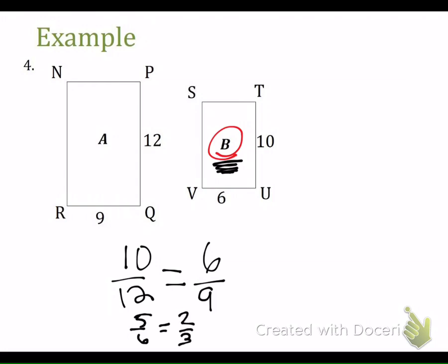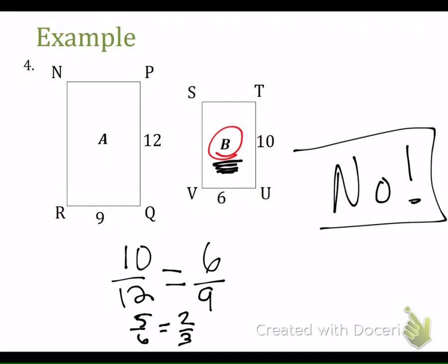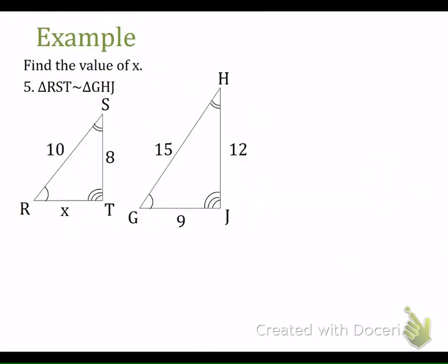So are these proportional? No. So are the figures similar? No. If they're not similar, you cannot continue with the problem. You can't write a similarity statement if they're not similar. You can't find a scale factor if you're not looking at two similar objects. So once you recognize that it's a no, you're actually done.